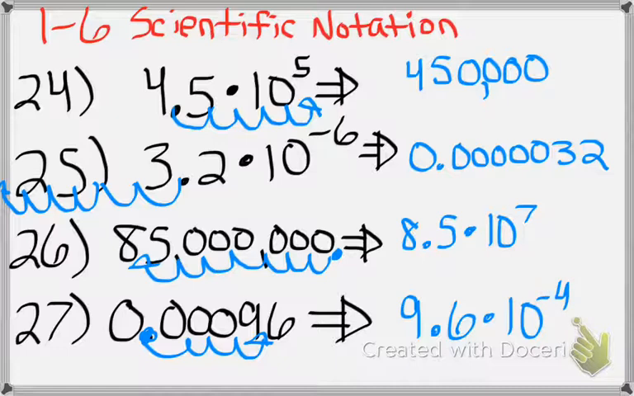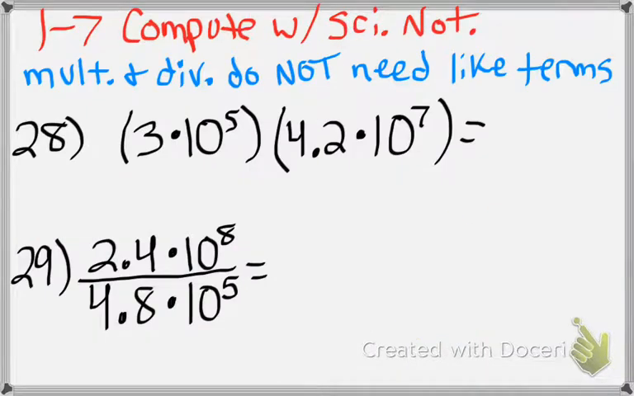So these are examples of converting into and out of scientific notation. Now we're going to talk about doing computations with scientific notation. Alright, so now we're talking about computing with scientific notation. We're going to start off by talking about multiplying and dividing.